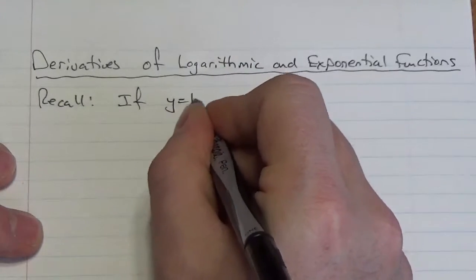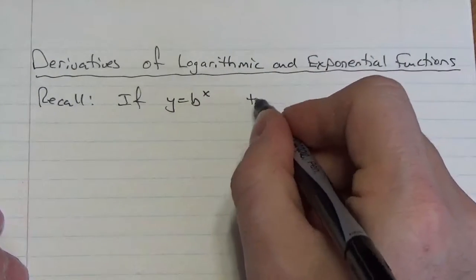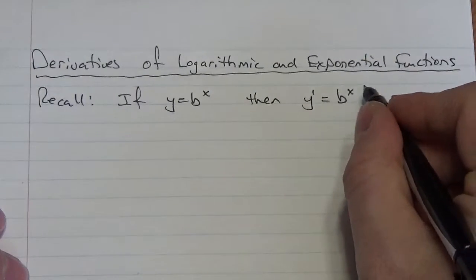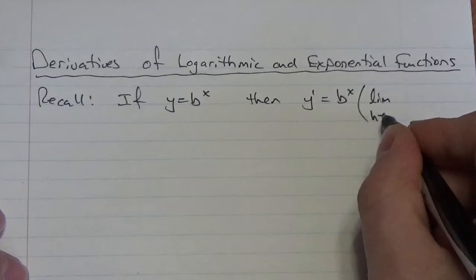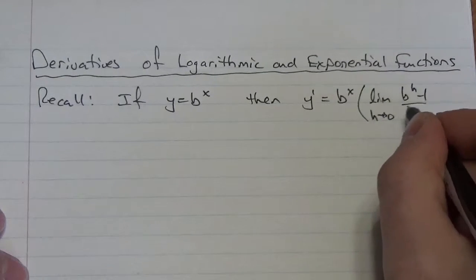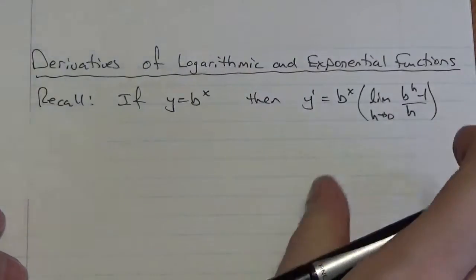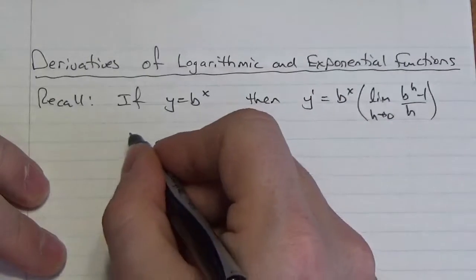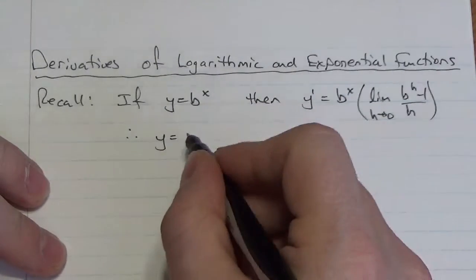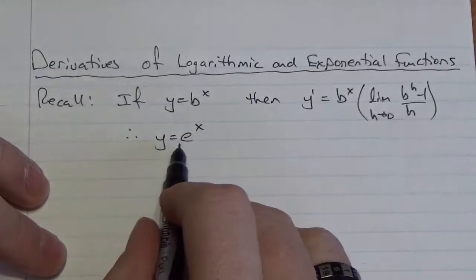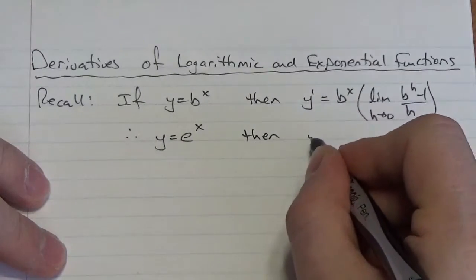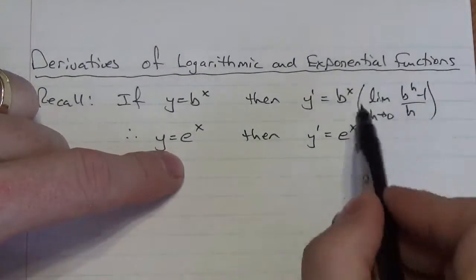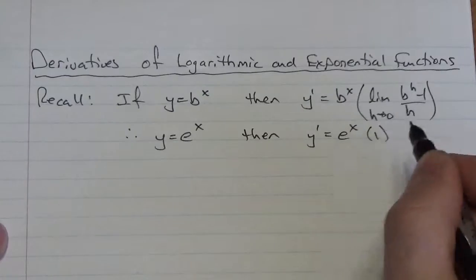If y is equal to b to the x, then y primed is going to equal b to the x multiplied by the limit as h approaches 0 of (b to the h minus 1) over h. We're going to come back to this in a little bit, and that implied that there was a very special base, e, so that y equals e to the x, and then y primed is equal to e to the x, because e was that very special number where this particular limit went to 1.